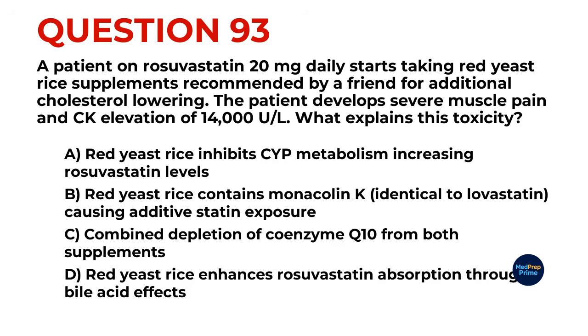A patient on rosuvastatin 20 mg daily starts taking red yeast rice supplements recommended by a friend for additional cholesterol lowering. The patient develops severe muscle pain and CK elevation of 14,000 U/L. What explains this toxicity? Option A, red yeast rice inhibits CYP metabolism, increasing rosuvastatin levels. Option B, red yeast rice contains monacolin K, identical to lovastatin, causing additive statin exposure. Option C, combined depletion of coenzyme Q10 from both supplements. Option D, red yeast rice enhances rosuvastatin absorption through bile acid effects.